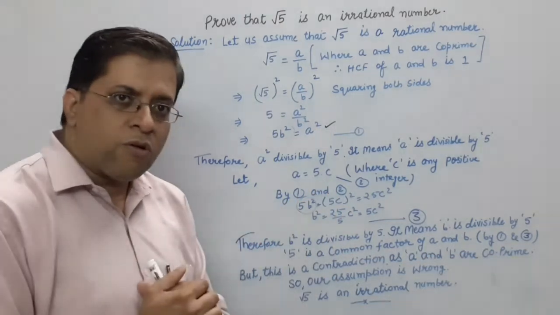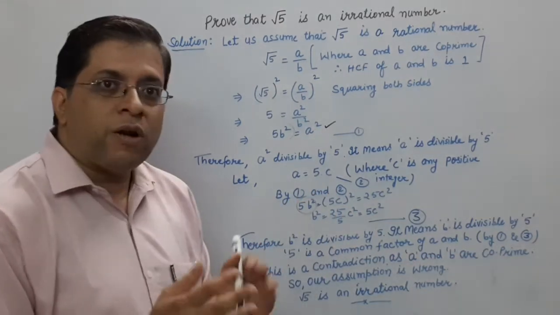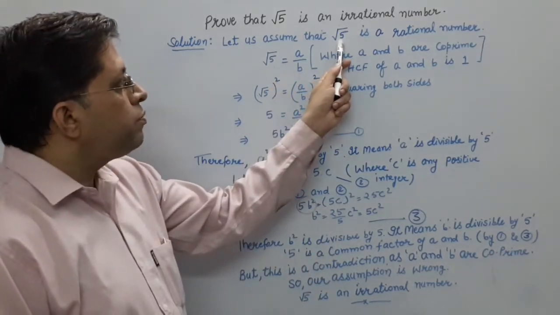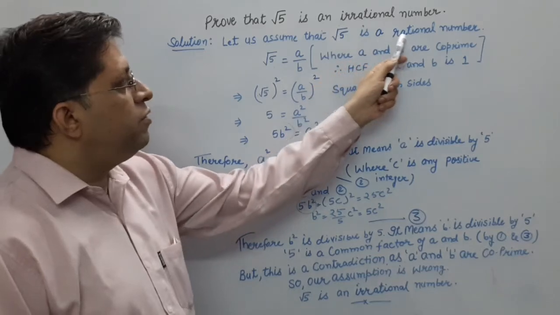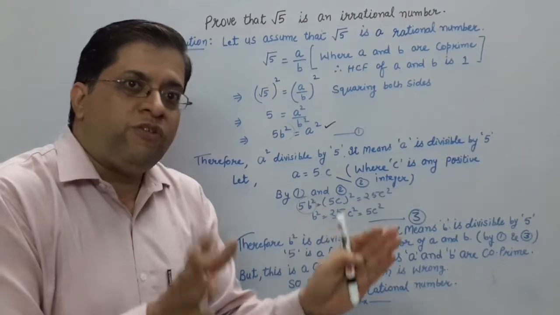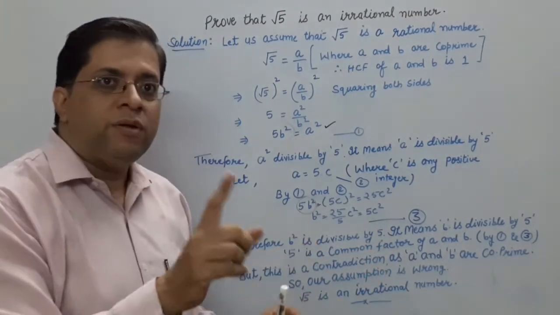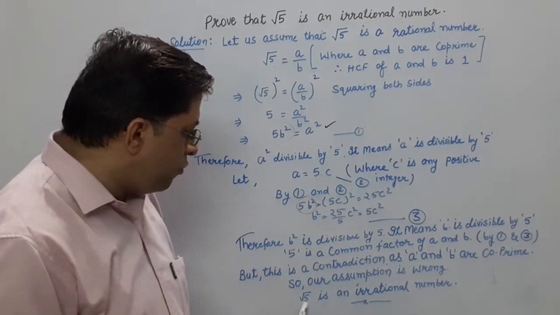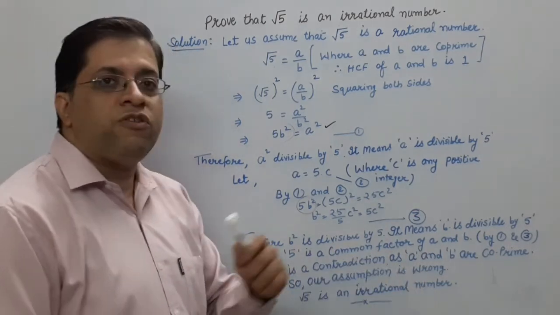Because it is given that a and b are co-prime, but here a and b are not co-prime, whatever we assumed is wrong. What did we assume? Root 5 is a rational number. It is wrong. If it is not a rational number, then root 5 will be an irrational number. Then write: root 5 is irrational.